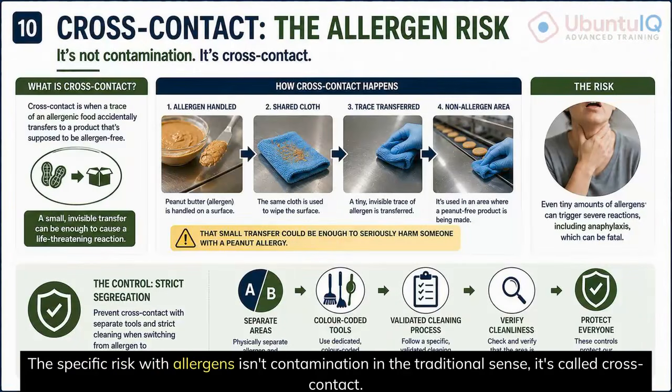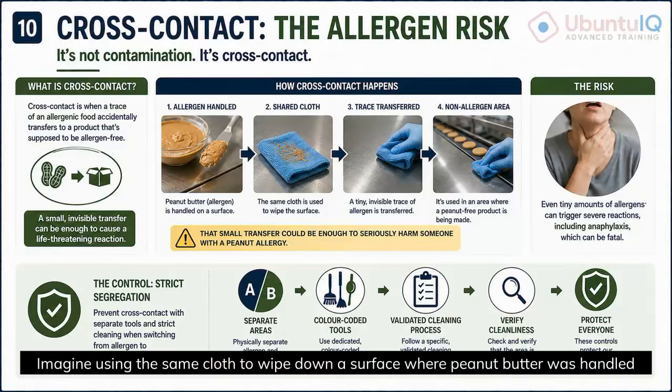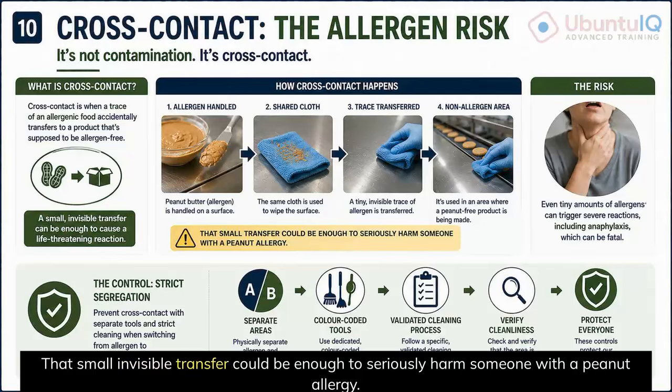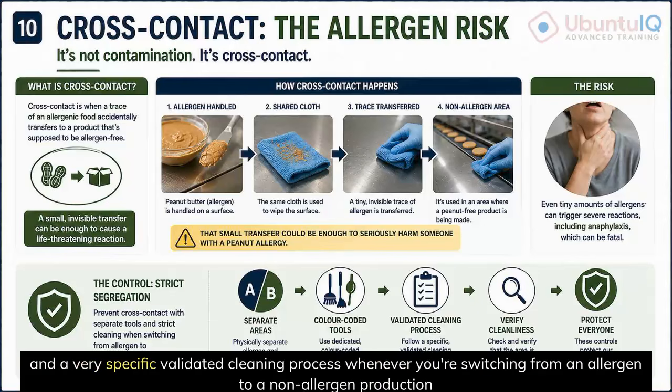The specific risk with allergens isn't contamination in the traditional sense, it's called cross-contact. That's when a trace of an allergenic food accidentally transfers to a product that's supposed to be allergen-free. Imagine using the same cloth to wipe down a surface where peanut butter was handled, and then using it on a surface where a peanut-free product is being made. That small invisible transfer could be enough to seriously harm someone with a peanut allergy. The control is strict segregation, completely separate, color-coded cleaning tools for allergen areas, and a very specific, validated cleaning process whenever you're switching from an allergen to a non-allergen production run.